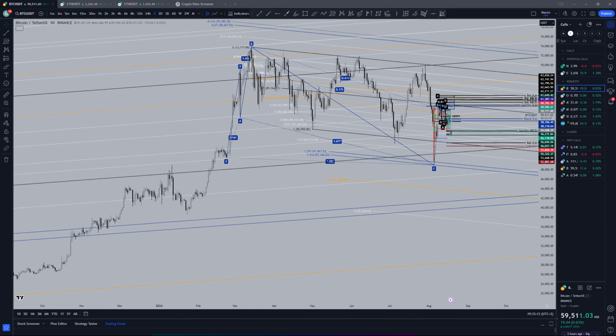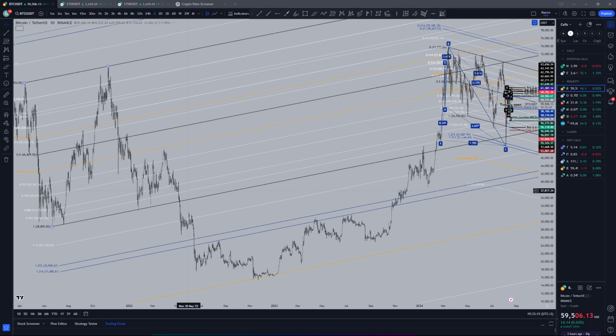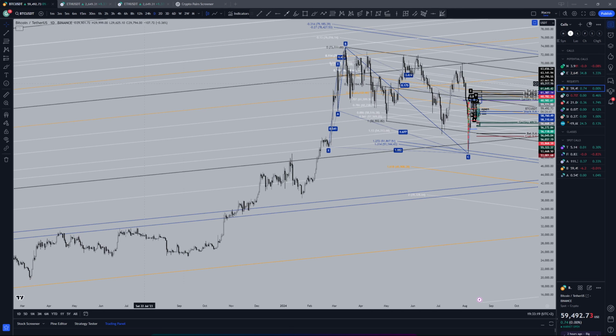So what I'm gonna do is go ahead and start the recording, and I'll start by charting BTC, and then we can move on to the rest.